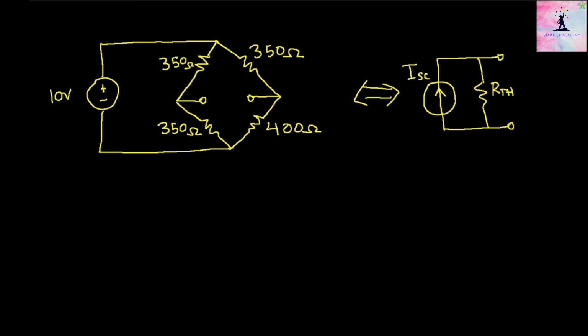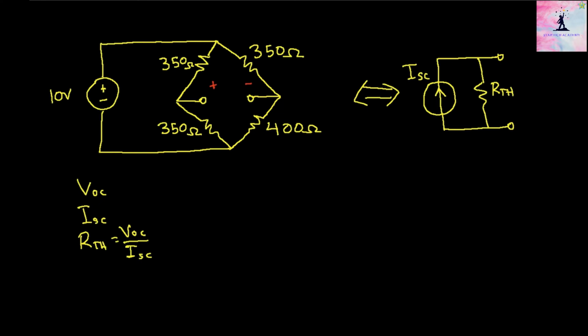We'll find Rth in two ways. The first way is we'll find the open circuit voltage and then the short circuit current, and then Rth is VOC over Isc. The other way we'll find it is to just find the equivalent resistance for Rth. And since we'll have already found Isc, we'll have the Norton equivalent circuit as well. So to begin with, we need to find the open circuit voltage.